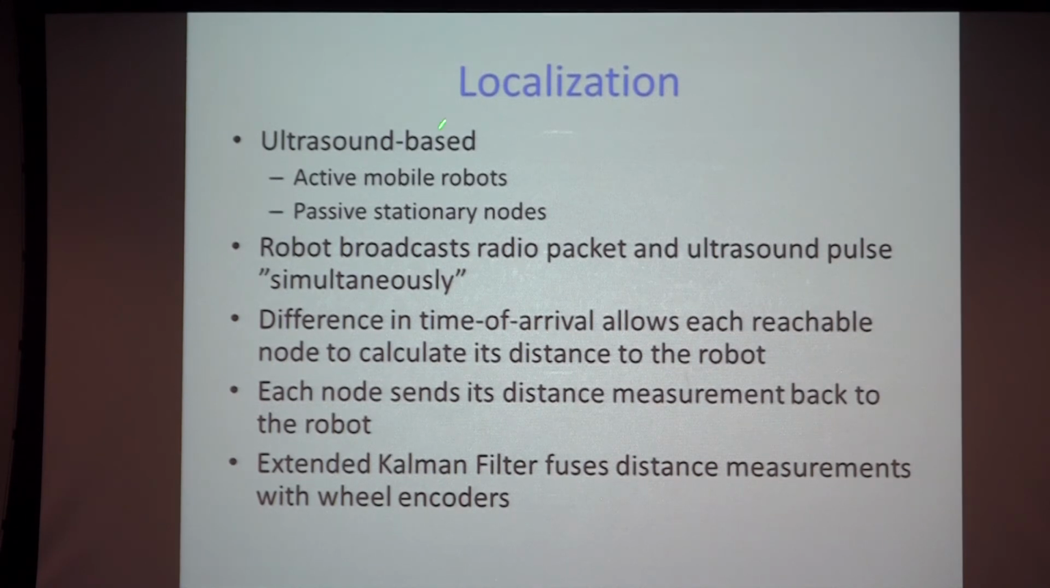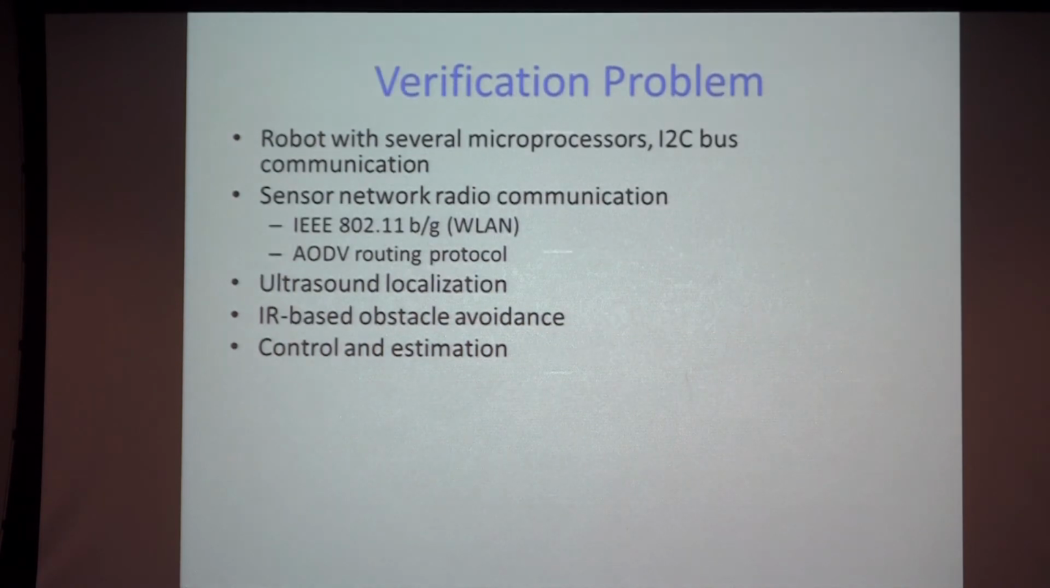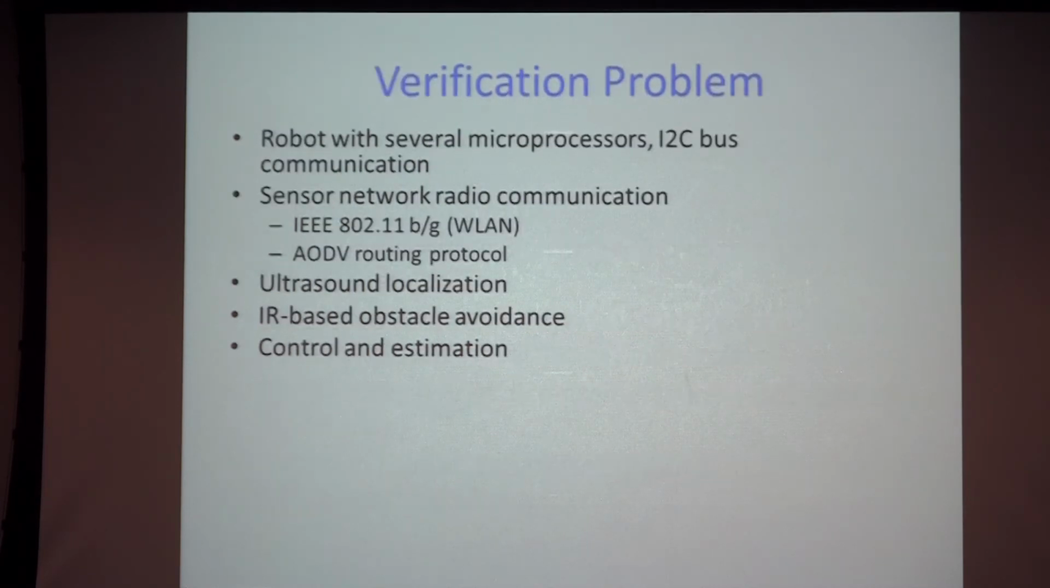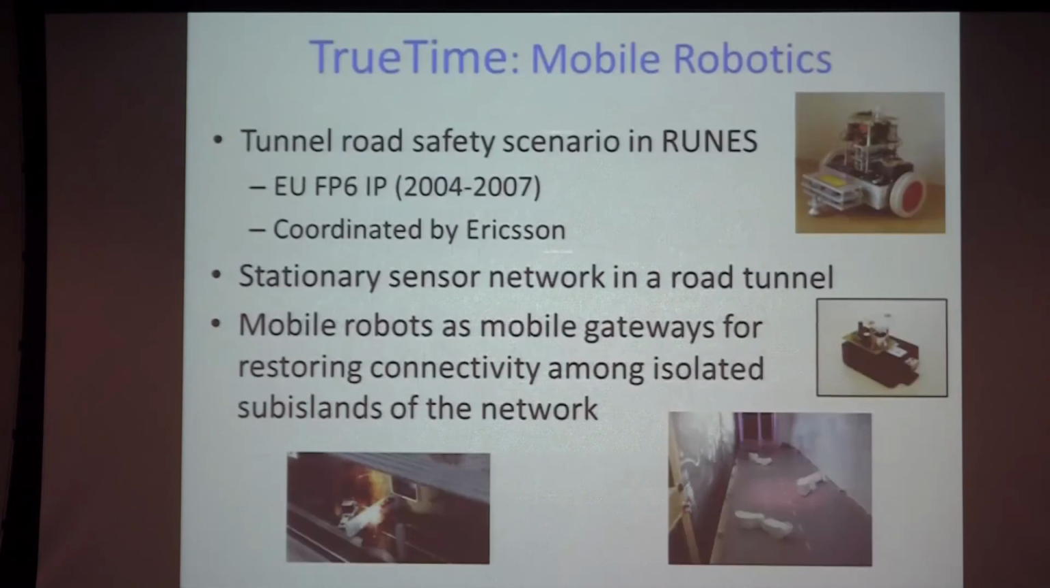These wireless robots use ultrasound-based localization using trilateration techniques. Each robot broadcasts a radio packet and an ultrasound pulse simultaneously, and based on the difference in time of arrival, they know the distance to the robot. They send this back to the robot, and the robot combines this with odometry to calculate its position using an extended Kalman filter. So we have these robots we should implement, it should work, and we have a quite challenging verification problem, since the robots have several microprocessors. There were actually 5 ATmega AVR microprocessors on this one and one sensor network node.